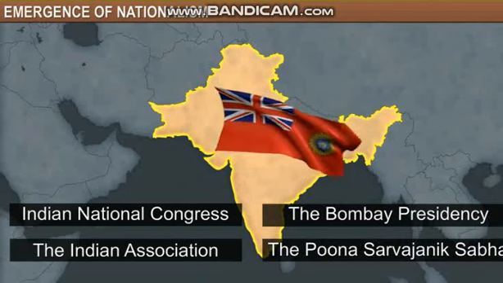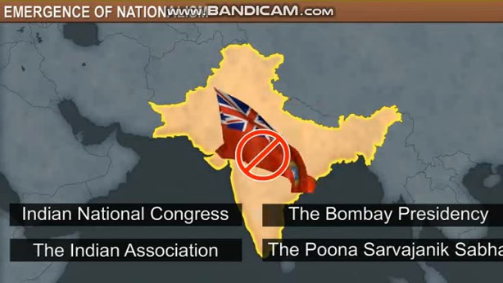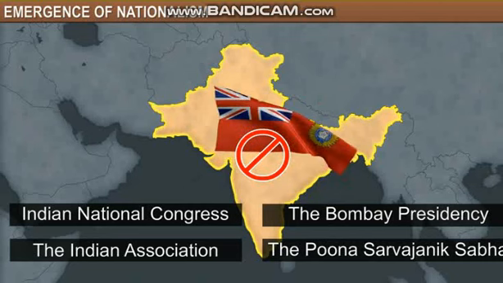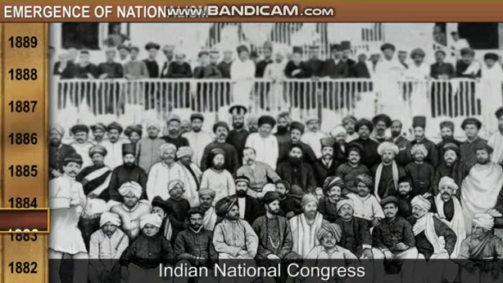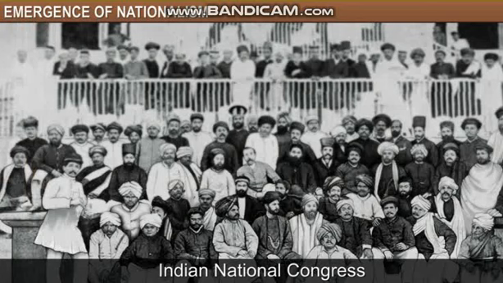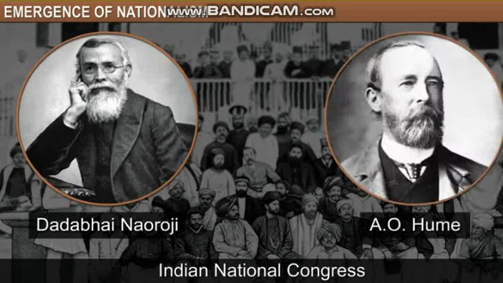These associations wanted India to be sovereign. This meant enabling Indians to operate without interference from the British. The Indian National Congress was formed in December 1885, when 72 delegates from all over India met at Bombay. Dada Bhai Naroji, an Indian businessman settled in London, and A.O. Hume, a retired British official, guided the younger nationalists of the Congress.